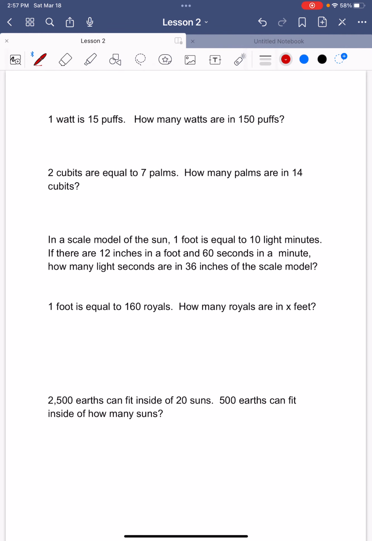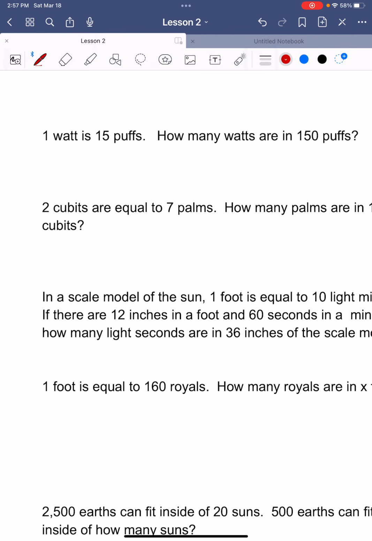Let's move on to conversions. So 1 watt is 15 puffs. How many watts are in 150 puffs? So what you want to do here is create an equation. We want to create an equation here where we have two fractions. We know 1 watt over some number of watts is equal to 15 puffs over 150 puffs.